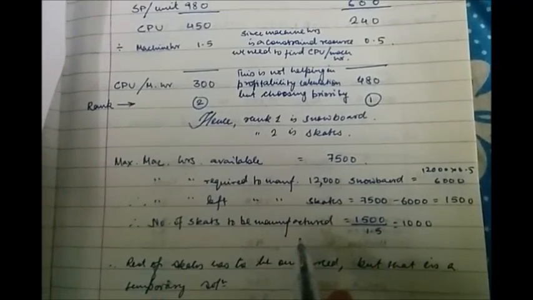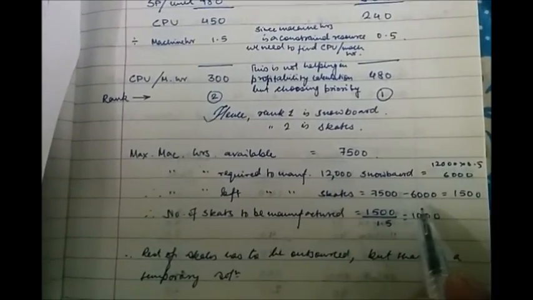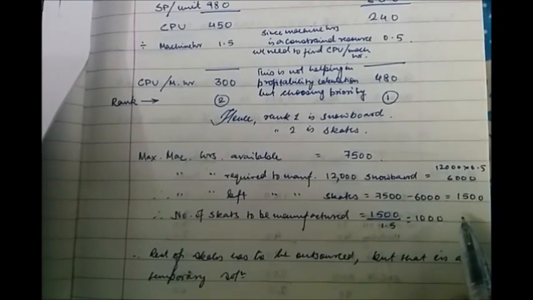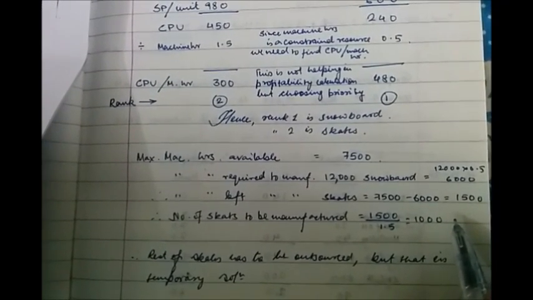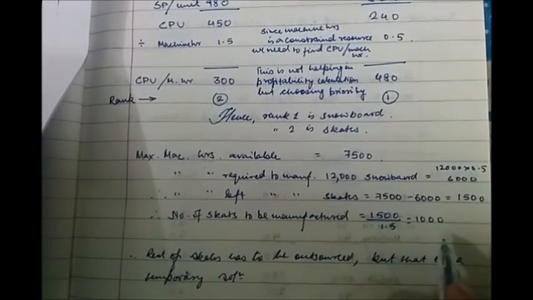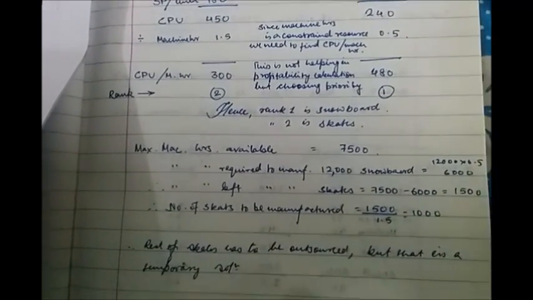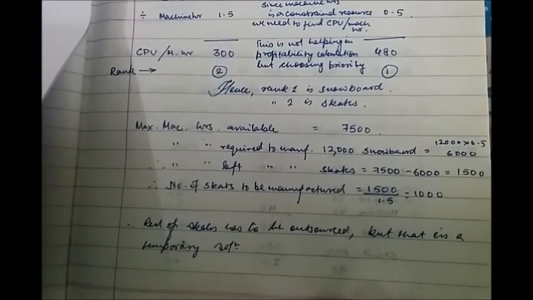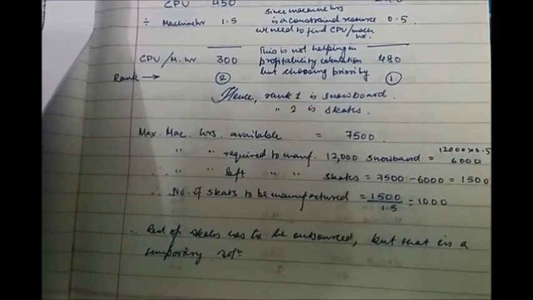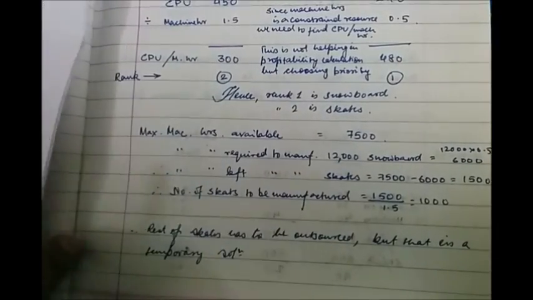How many machine hours are remaining? 7,500 minus 6,000, that is 1,500. We will use that to manufacture skates. How many skates will be manufactured? 1,500 divided by 1.5, that is 1,000 skates. Rest of the skates have to be outsourced. But outsourcing is always a temporary solution for the company. That is a decision that the company has to make.